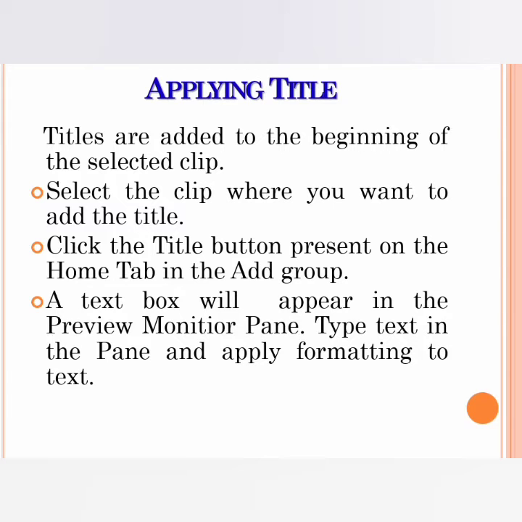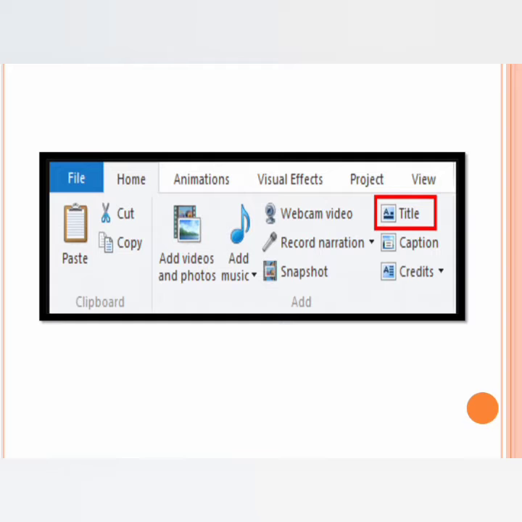Next is applying titles. So basically titles are added to the beginning of the selected clip. So select the clip where you want to add the title. Click the title button present on the home tab in the add group, and a text box will appear in the preview monitor pane. Type the text which you want to add and apply the formatting to that particular text. So from the home tab we just have to click on title.